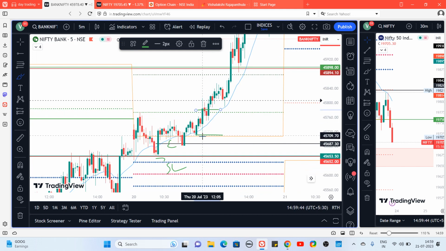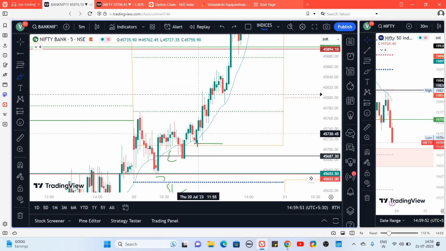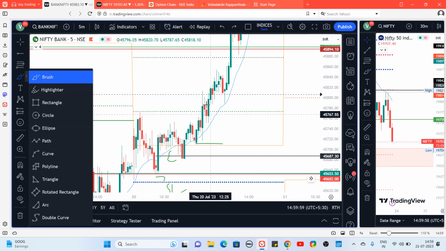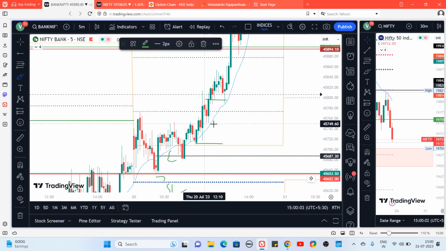The right entry at this point is this. The right entry here is this. Once you see this, you have to enter here, and you have to place your stop loss below this candle. You can aim for 1:2 or 1:3 risk reward.